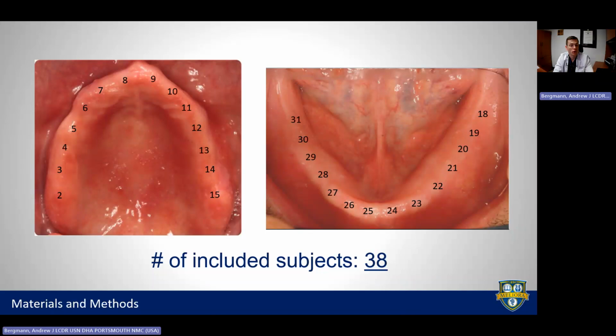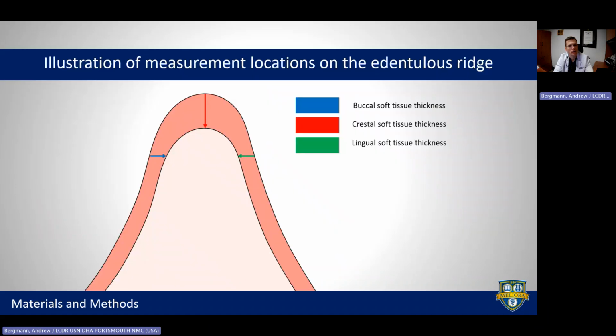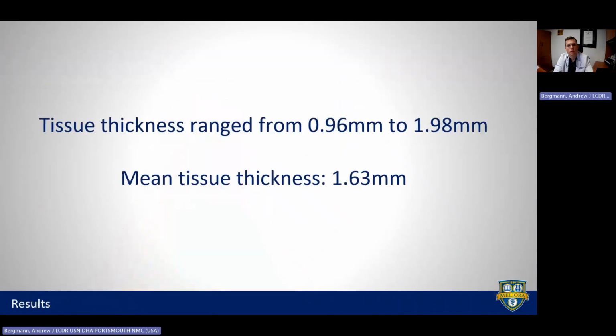38 completely edentulous subjects were included in the study. And in each subject, soft tissue thickness was measured at 28 sites, excluding third molars, along the edentulous ridges. Measurements were acquired of the edentulous ridge at buccal, crestal, and lingual locations. Of the 3,192 sites measured, tissue thickness ranged from 0.96 millimeters to 1.98 millimeters, with a mean tissue thickness of 1.63 millimeters.